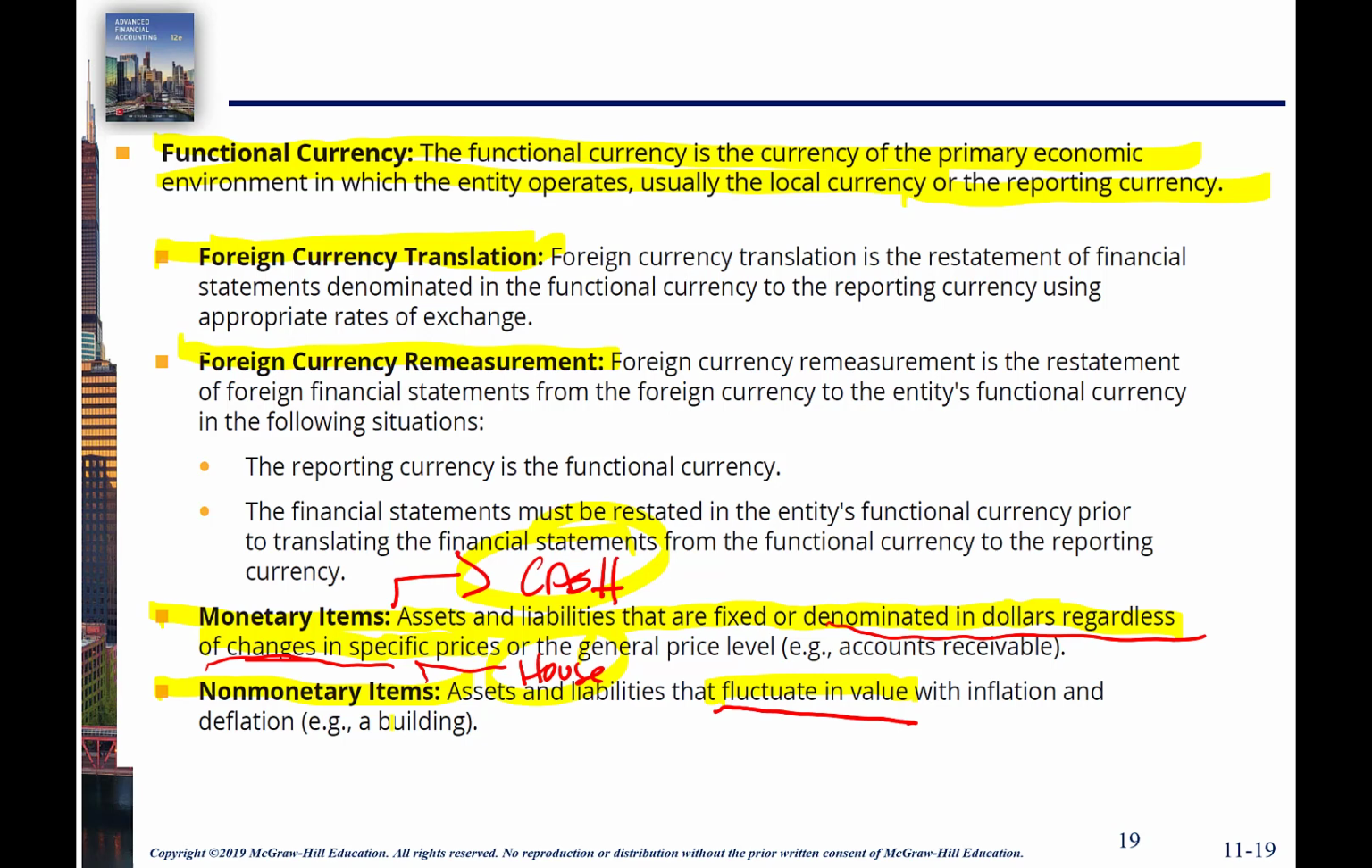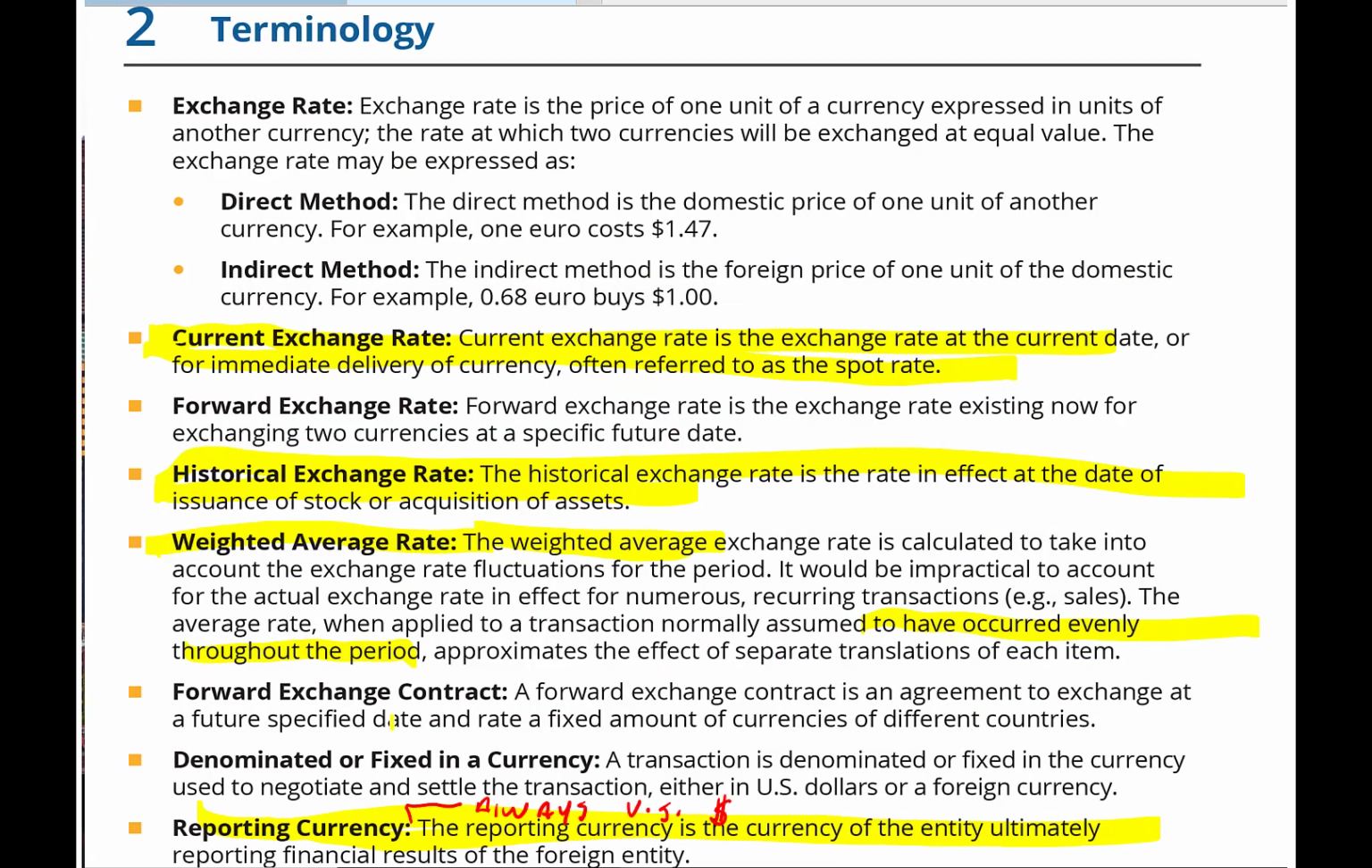The reason it's important is that depending on whether we're using the translation or remeasurement method, we will have to know what exchange rates we should use. We don't have to memorize exchange rates between, say, the pound and the dollar, but we have to know whether we should use the current rate, the historical rate, the weighted average rate, some of those terms that we saw on the last slide.